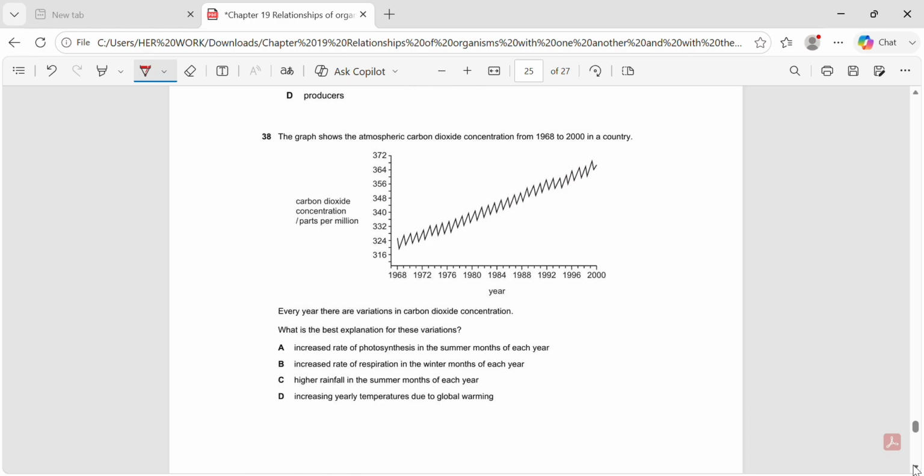The next question shows a graph of atmospheric carbon dioxide concentration from 1968 to 2000 and asks, every year there are variations in carbon dioxide concentration. What is the best explanation for these variations?